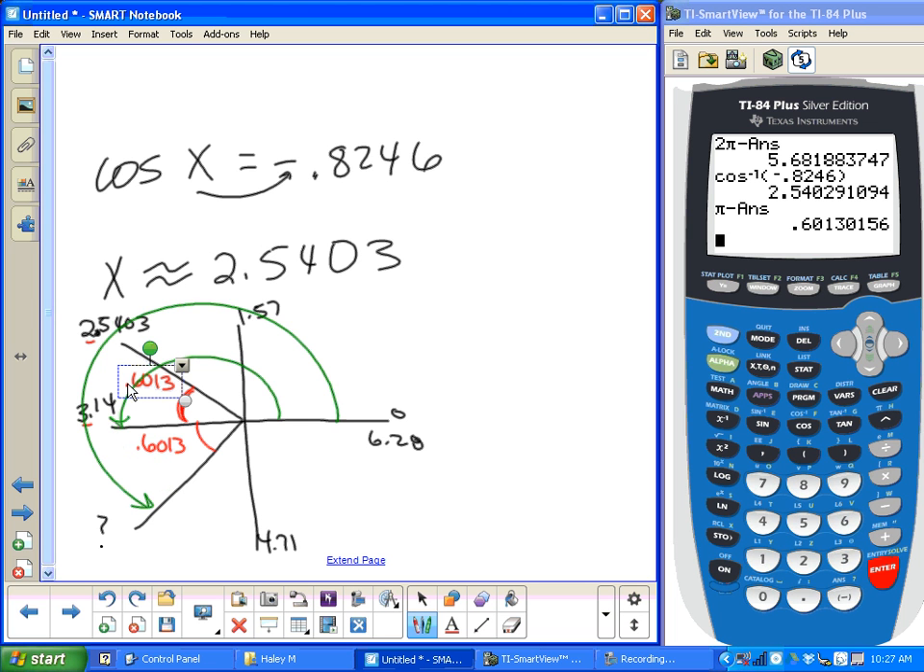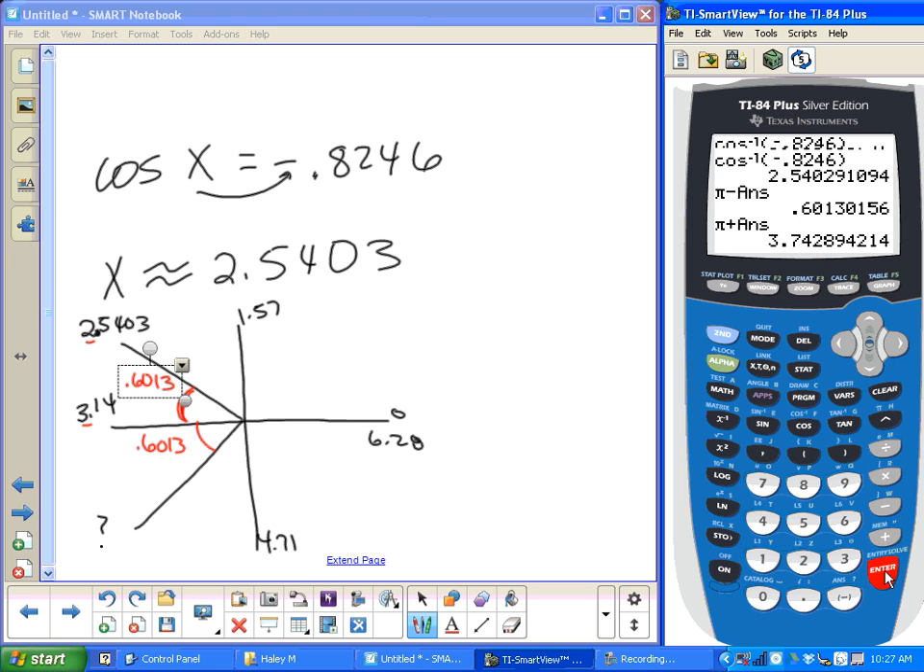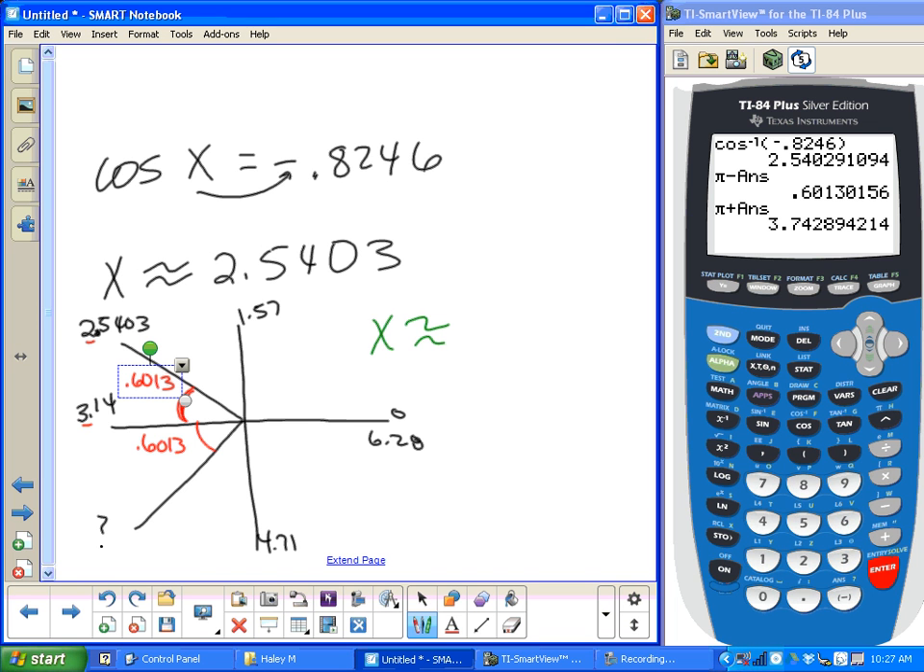Let me erase that because that's kind of confusing. So all I have to do is just do what? Pi plus what's on my calculator. So pi plus answer. So we get the other one here, 3.7429. All right, that's it. Let me do a tangent one with you now.